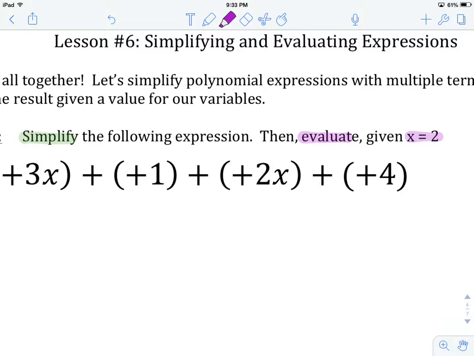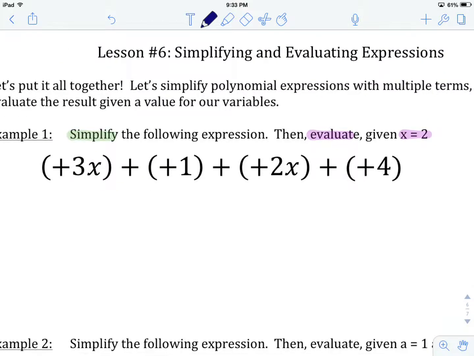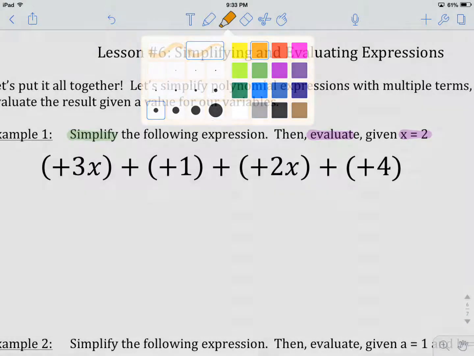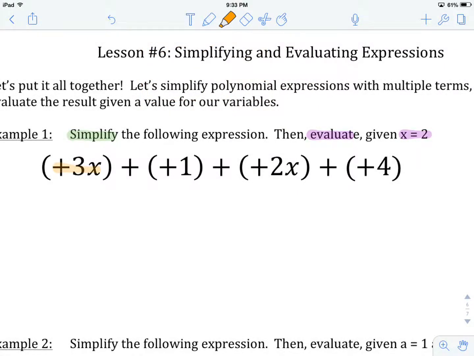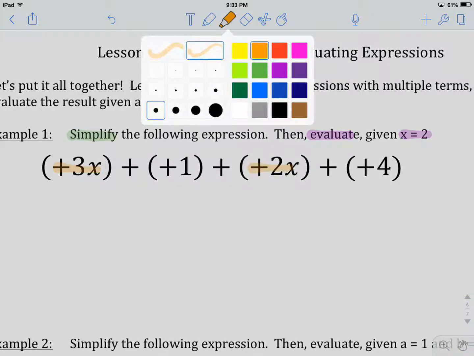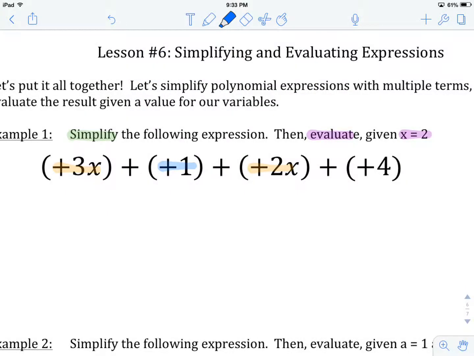Let's make sure that when we're doing questions like this, we're always aware of the instruction and that we are being asked to do two distinct things. First, simplify, and after that, evaluate. So let's start by simplifying the following expression. So we have positive 3x plus positive 1 plus positive 2x plus positive 4. Let's find the terms that are alike. So I have a positive 3x at the beginning. Terms that are like that will have x to the exponent 1. I look down the line and I see one right there, positive 2x, and nothing else I see is like that. So let's have a look at the second term here, a positive 1.